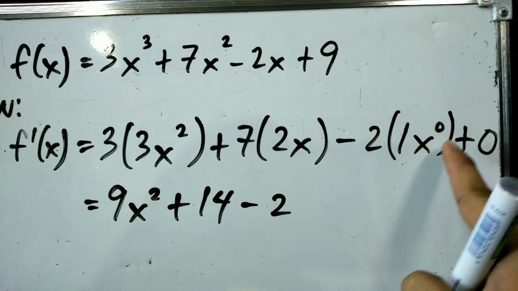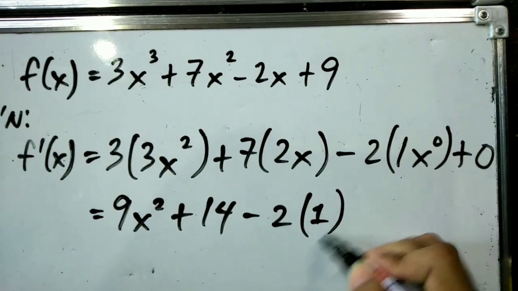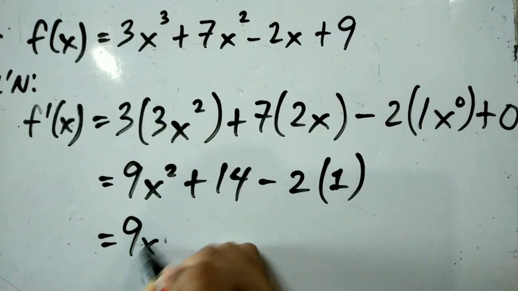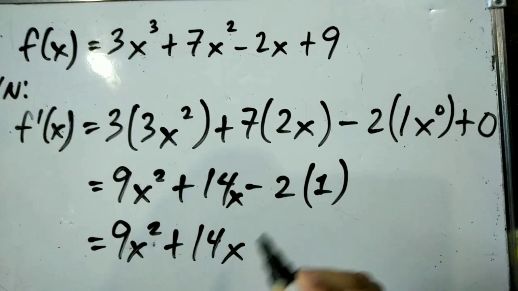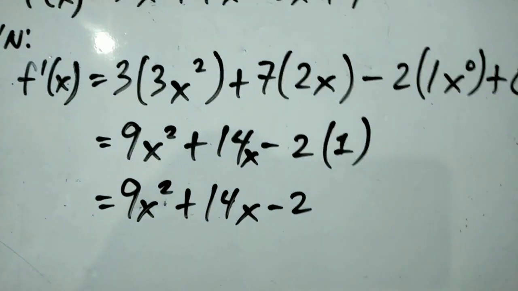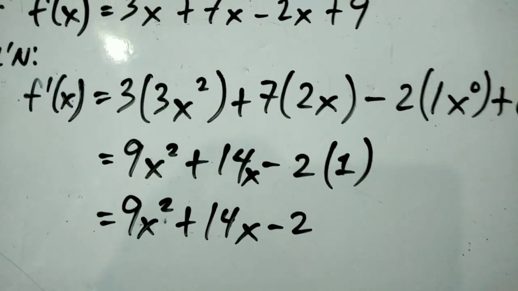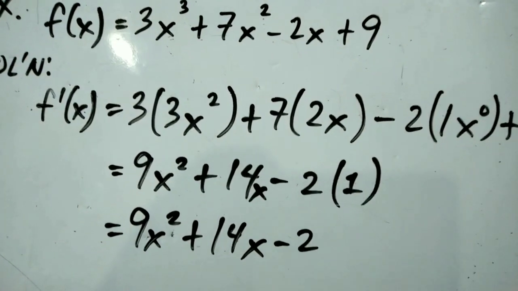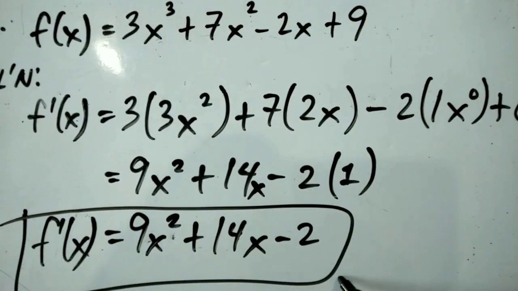So since the x has a power of 0, then it becomes 1. Then copy din. May x pala dito. 14x minus 2 times 1 is minus 2. Tanong, sir, mayroon pa rin tayong constant dito. Okay lang yan kasi nagkaroon lang naman ng constant dahil sinolve natin to. Kaya naging ganito. So ito na yung final answer niyan.